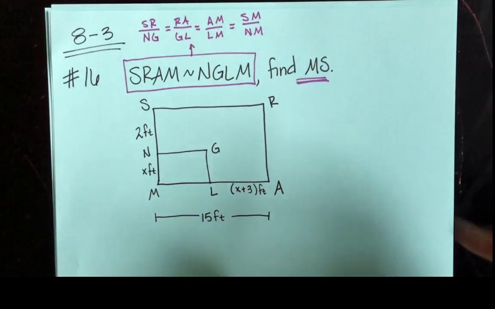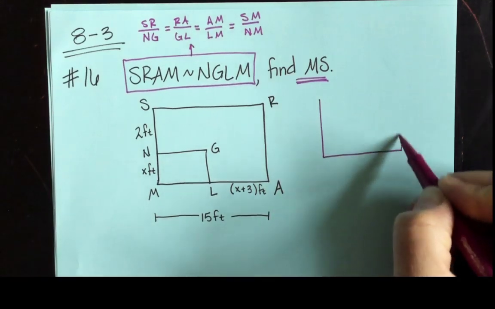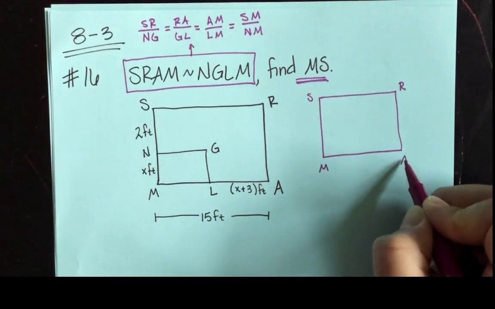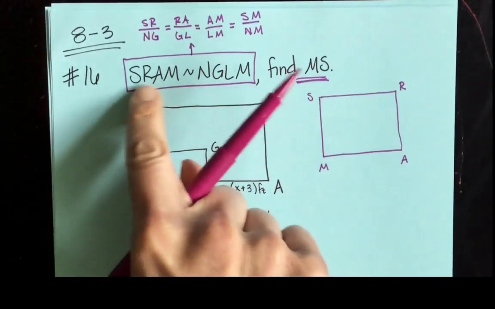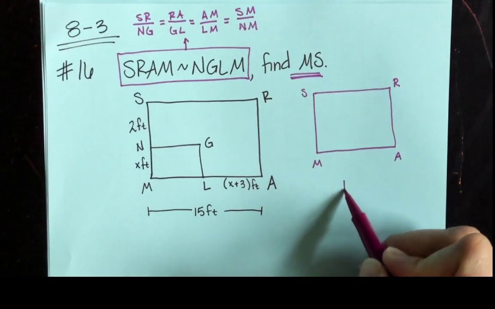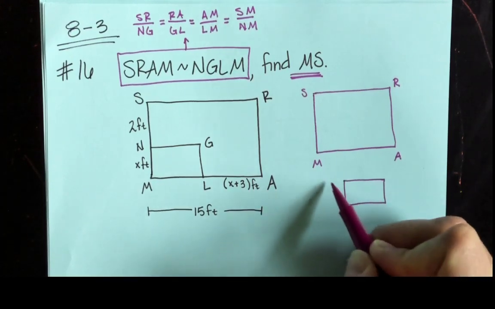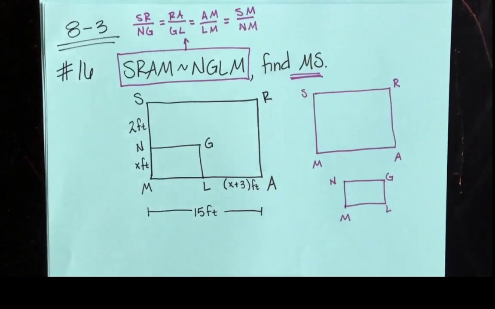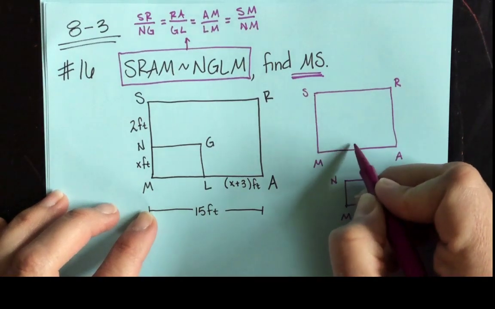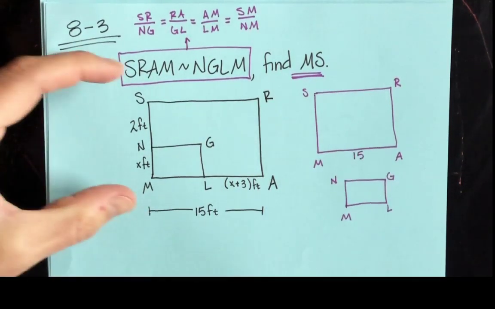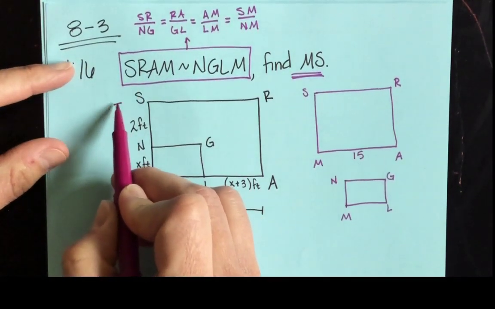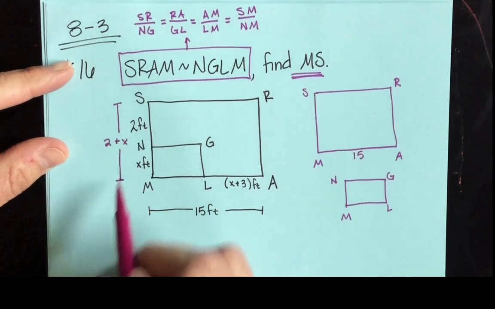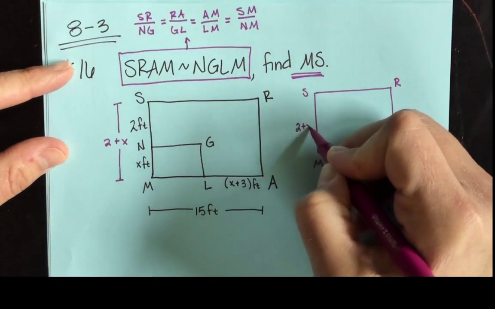So to make this a little easier on myself, I'm going to separate these two, again, just for visual purposes. And I'm going to put S, R, M, and A. That's our first quadrilateral. And the second quadrilateral that they told us to look at is N, G, L, and M. I can see that across the entire bottom piece here, we have 15. And from top to bottom here, I need to make sure that I add my 2 with the X that's there to get the entire length. So that's why this side is 2 plus X.